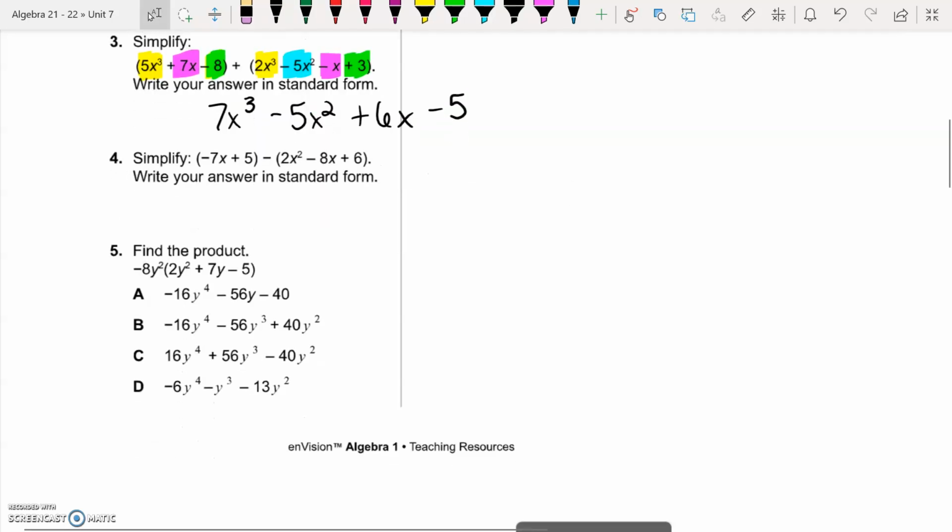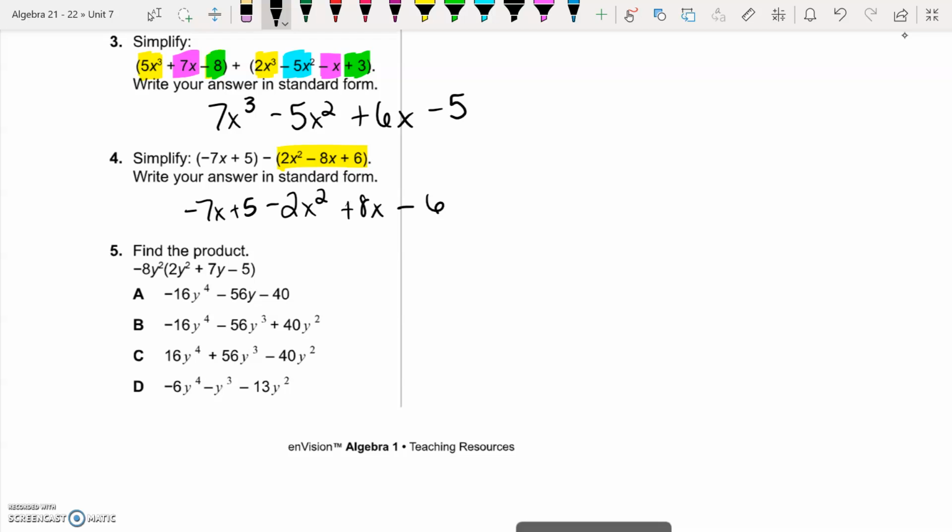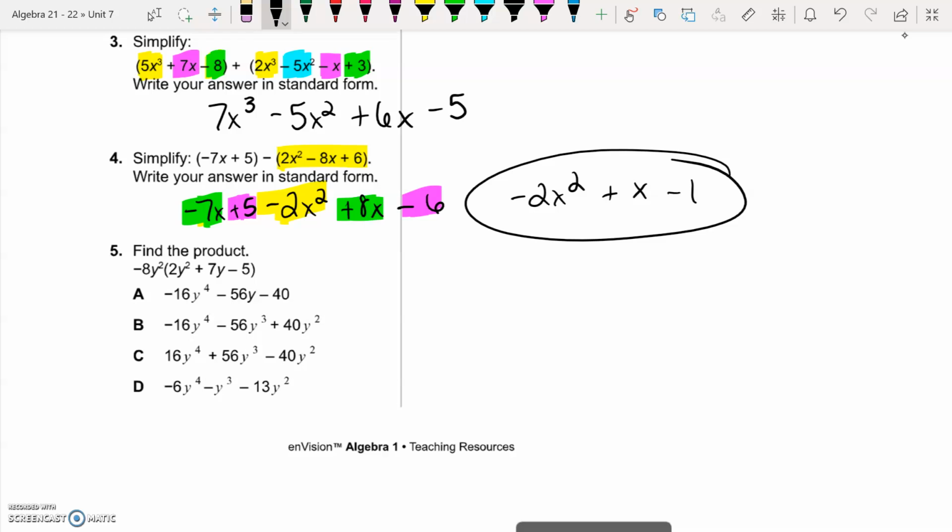Now subtracting is a little bit different because what do you have to do with all the signs in the second parenthesis? Hopefully you're sitting there watching this and thinking I've got to change all the signs, so that positive 2x squared is going to become a negative. The negative 8x is going to become a positive. And that positive 6 is going to become a negative. So I'd have negative 7x plus 5. I would complete this problem by doing the highest exponent, so negative 2x squared to start off with. Then I would go to my x's. Negative 7 plus 8 would be a positive 1, so I'm going to put plus x. I would end with 5 minus 6, which would be a negative 1. So that would be the answer to that problem.